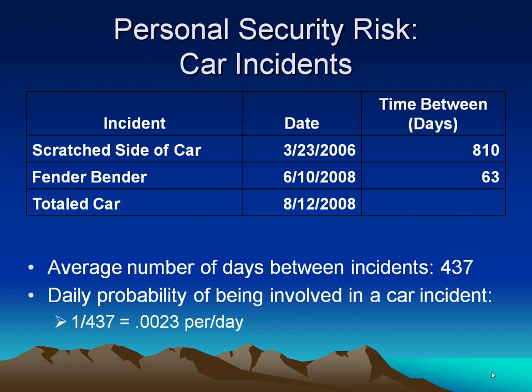The next category in the security risk analysis is the risk of car incidents. Using the same procedure, we find the average number of days between car incidents is 437. This gives a 0.23% daily chance of being in a car incident.